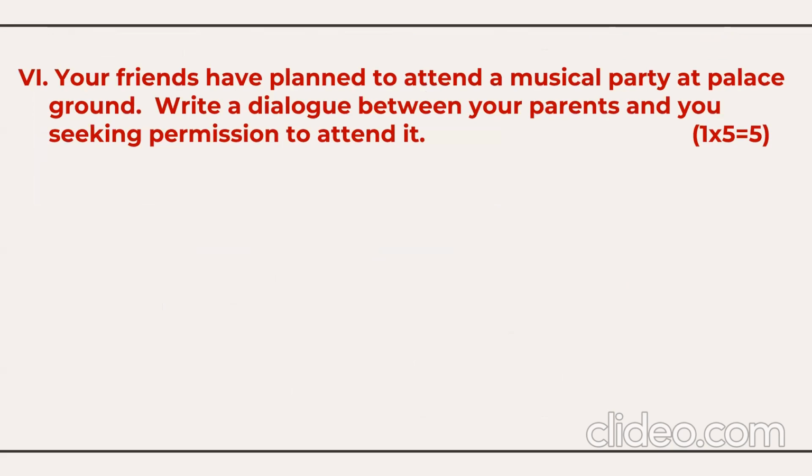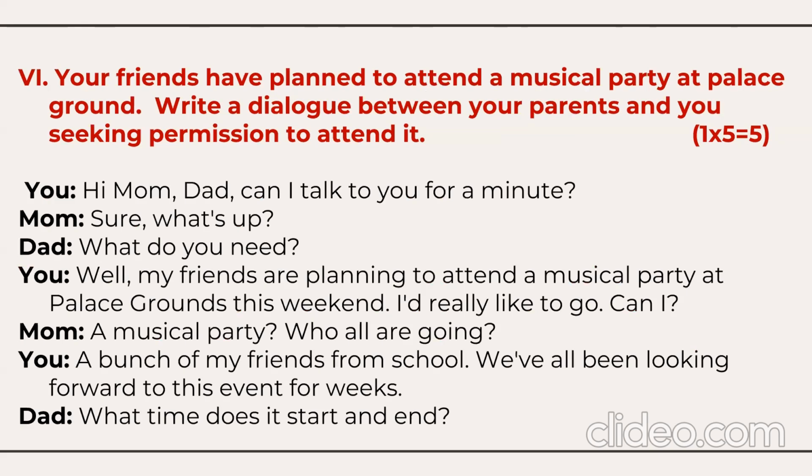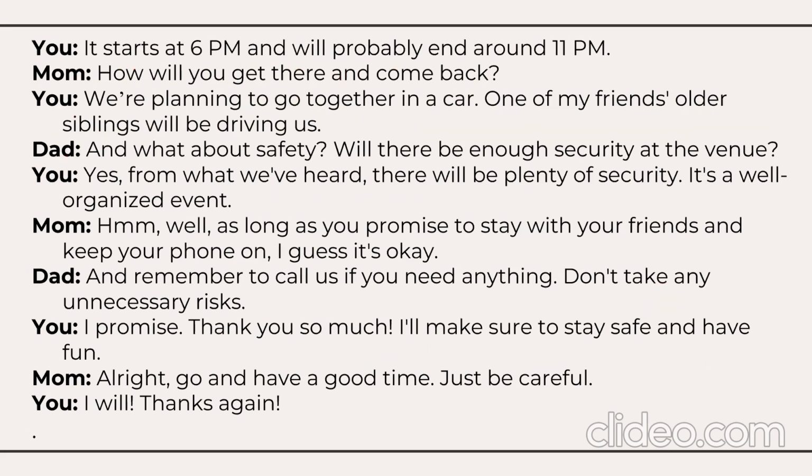Next, we have here, your friends have planned to attend a musical party at a palace ground. Write a dialogue between your parents and you seeking permission to attend it. So obviously it's for the 5 marks dialogue writing. It's a dialogue between mother and father, or maybe you and your parents. It would be quite informal dialogue. So you can pause the video and you can go through it. Punctuation plays a very important role so that your dialogue will be more effective if you use the appropriate punctuation.